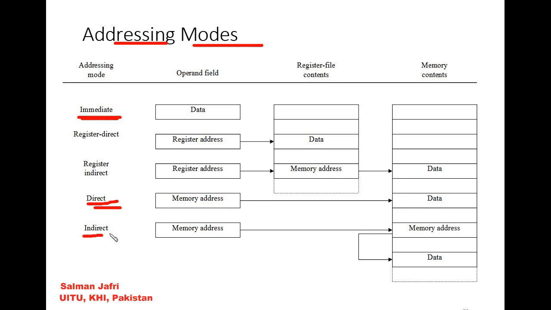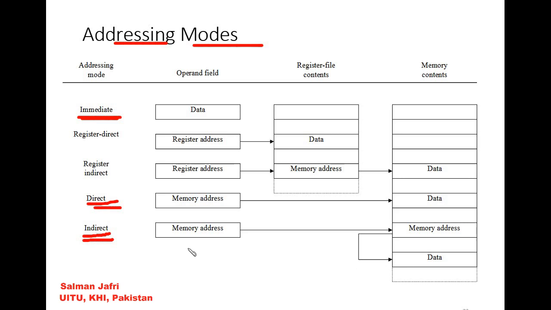And what is the indirect? Or more properly, memory indirect. In the memory indirect operation, the operand field contains the memory address. We go to that memory address which contains another memory address. After accessing that memory address, the actual data is contained in this particular memory address. So we have first memory access and we have second memory access.